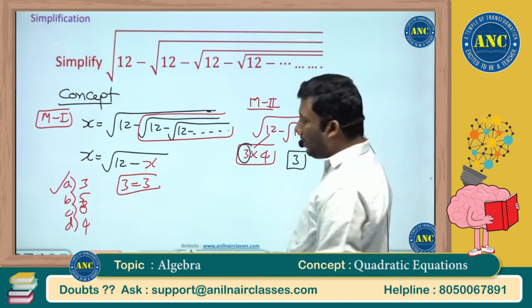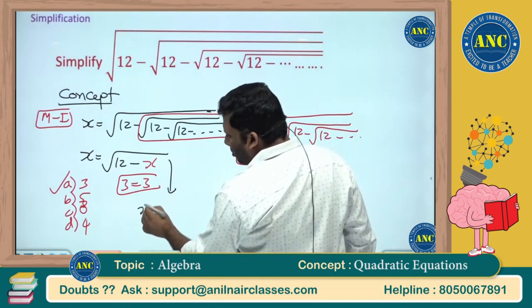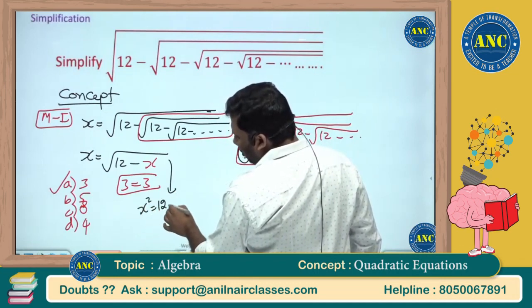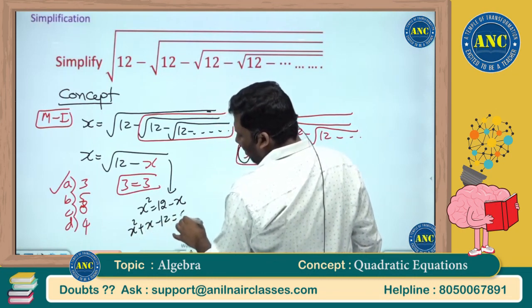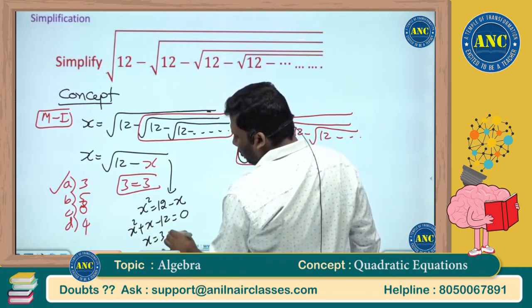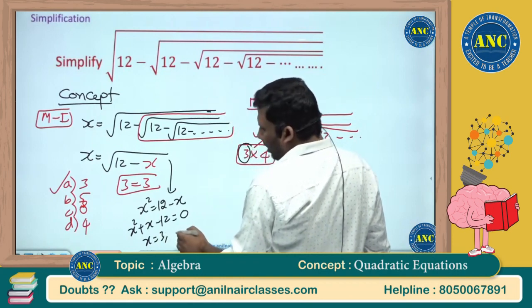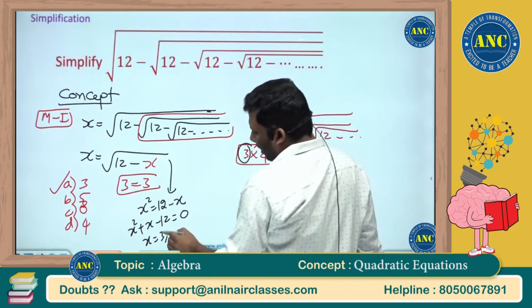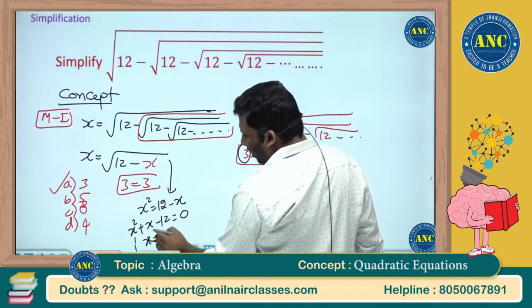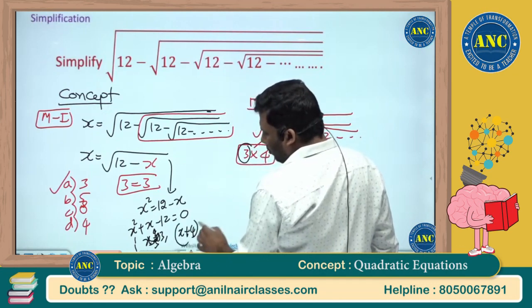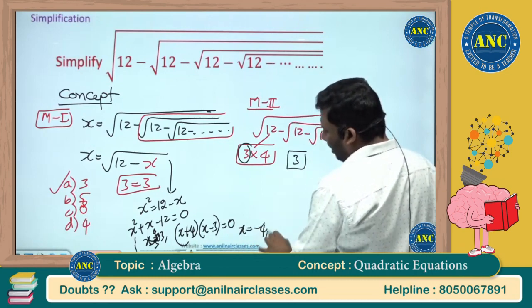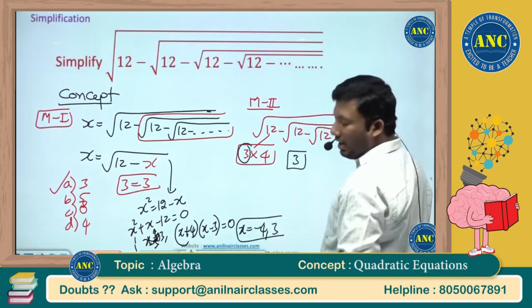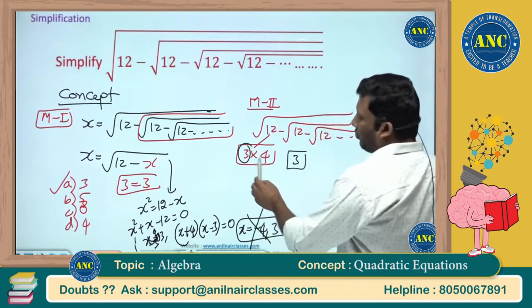Sir, why is it happening? If I go one step down, you will understand. X square equals 12 minus x. X square plus x minus 12 equals 0. What are the factors of 12? 1 and 12, 2 and 6, 4 and 3. So it is x plus 4 into x minus 3 equals 0. X is minus 4 and 3. Under a root it can never give you a negative value, so minus 4 is eliminated.